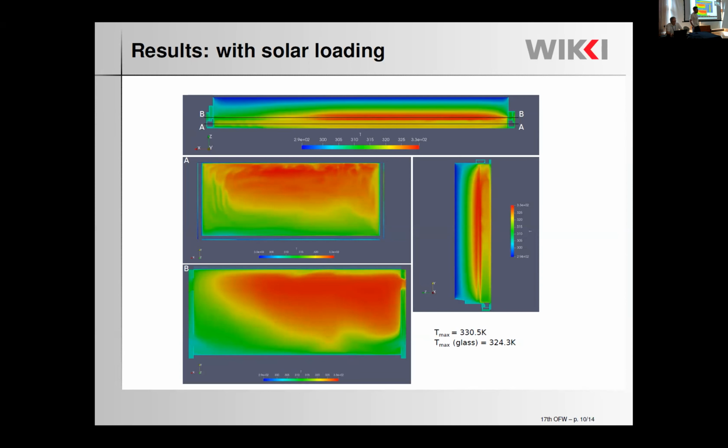And here we can take a little bit better look at what is happening in the rest of the domain. So here you can see the cross section A, this is the section going through the front air volume, while the big cross section is at the back air volume. And of course, you have the vertical cross section at the right.